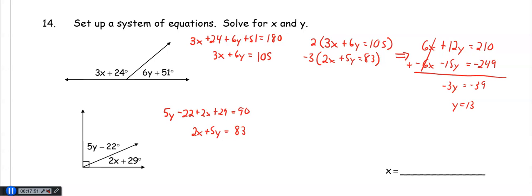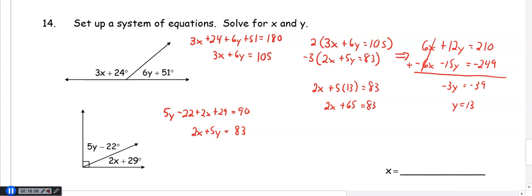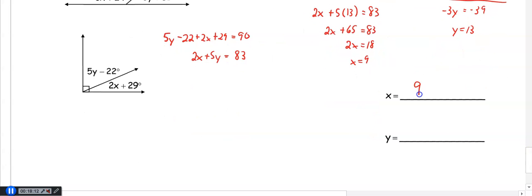And then we can substitute to get x. So 2x plus 5 times 13 equals 83. Remember, you can use either equation. So I have 2x plus 65 is equal to 83. We can subtract 65 from both sides. 2x is equal to 18. So x is 9. So we know that x was 9 and y was 13.